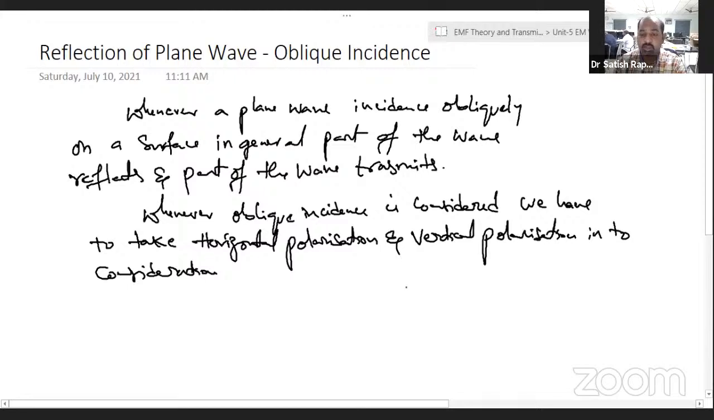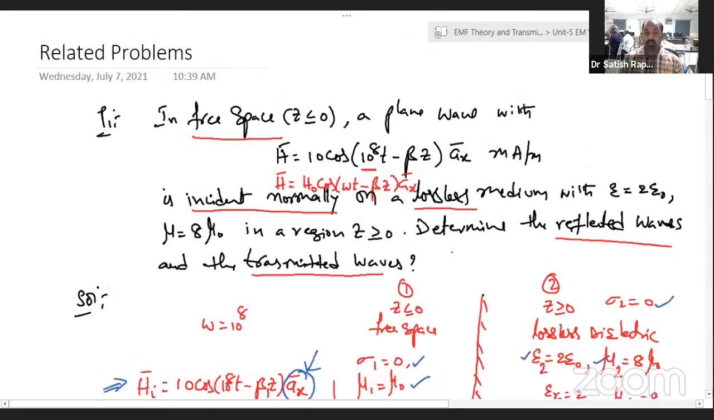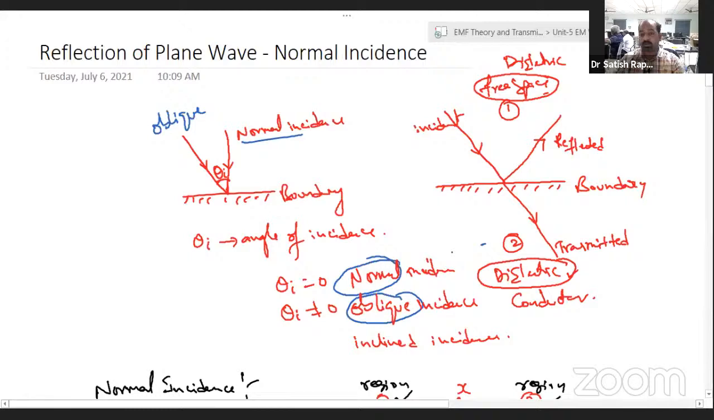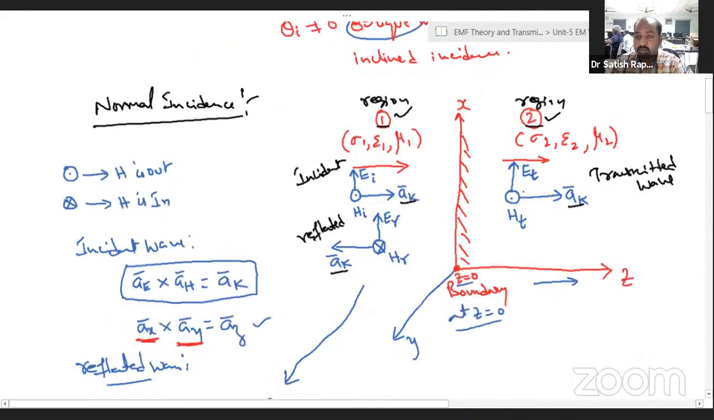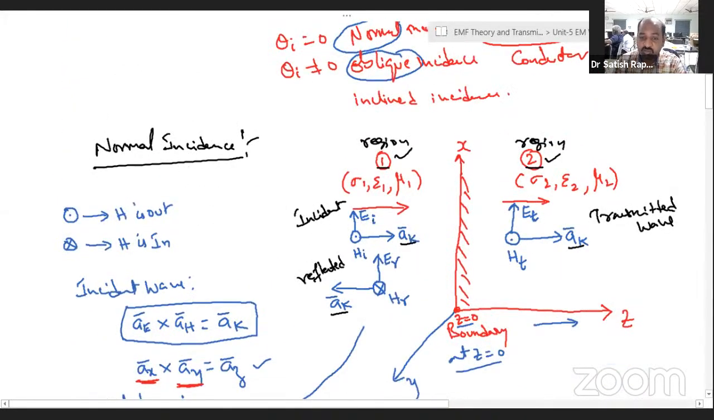Because the direction of electric field is the same in all the cases. Let me go back and explain here. In this case, if you observe here, this is the direction of electric field: incident electric field, transmitted electric field, and reflected electric field.